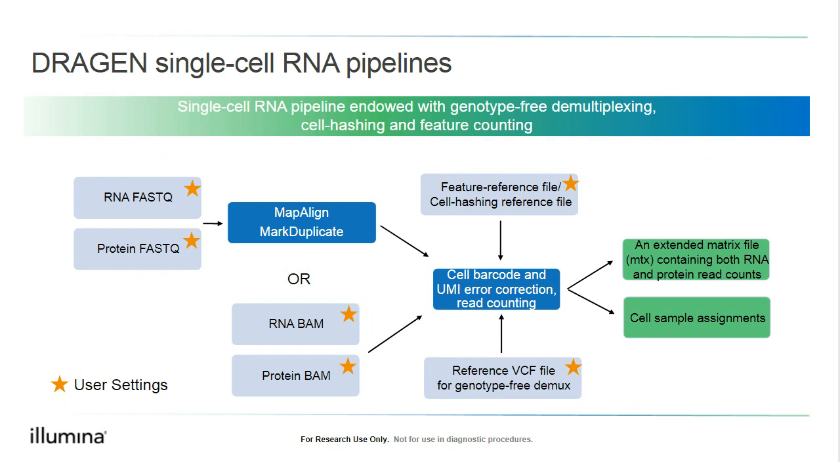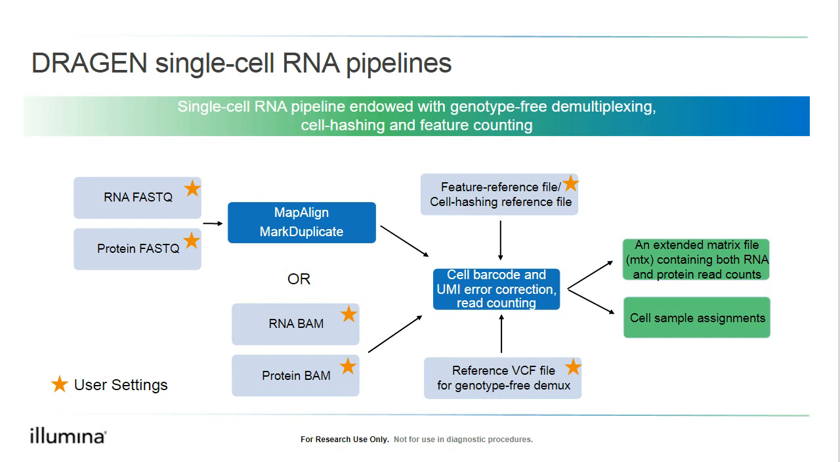Here is again the single cell workflow. So you can bring in your RNA FASTQ files or your protein FASTQ files, and then you map and align, or you can even start from the BAM files, and then you have the option to turn on all these features.